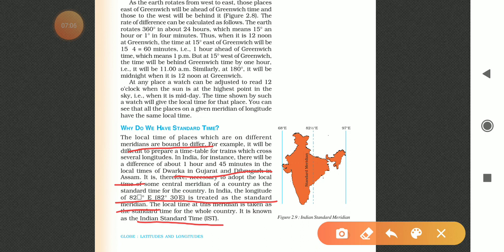Some countries have a great longitudinal extent, and so they have adopted more than one standard time. For example, in Russia, there are as many as 11 standard times. The earth has been divided into 24 time zones of 1 hour each. Each zone thus covers 15 degree longitude.